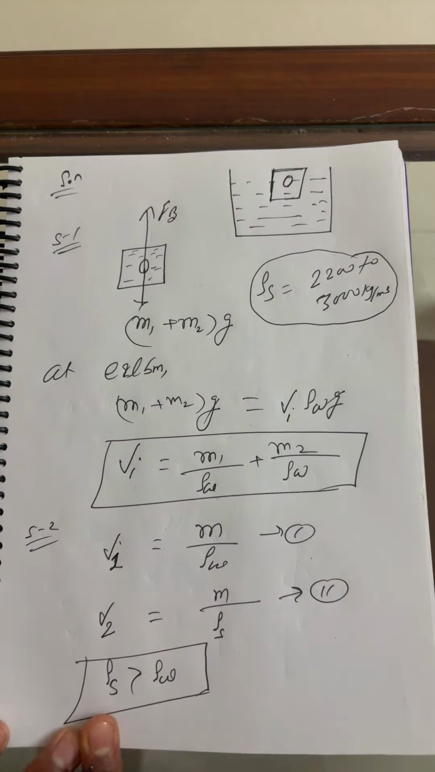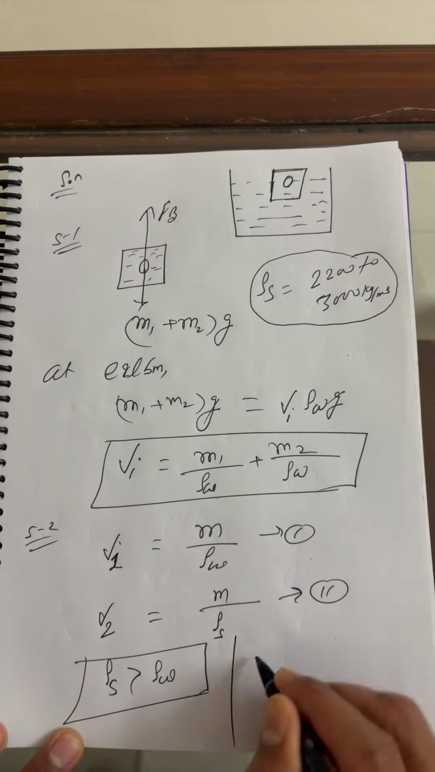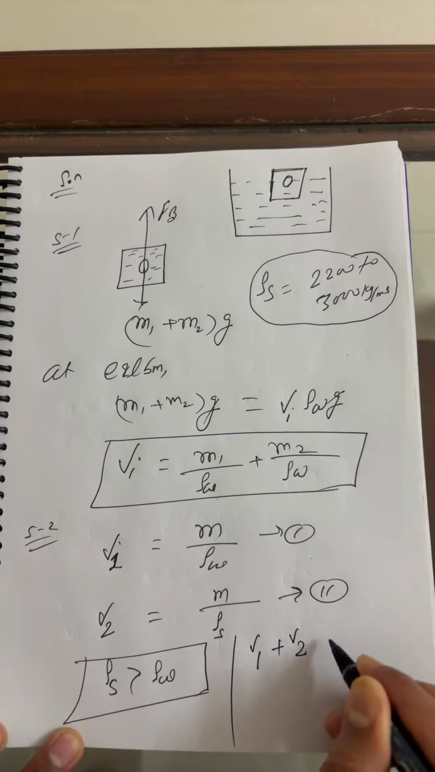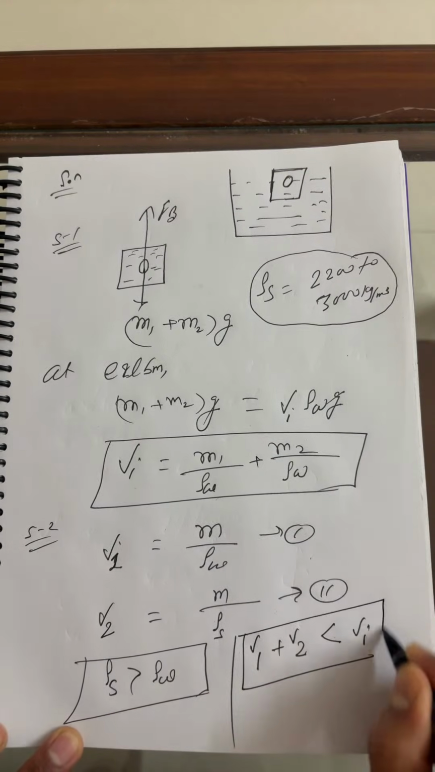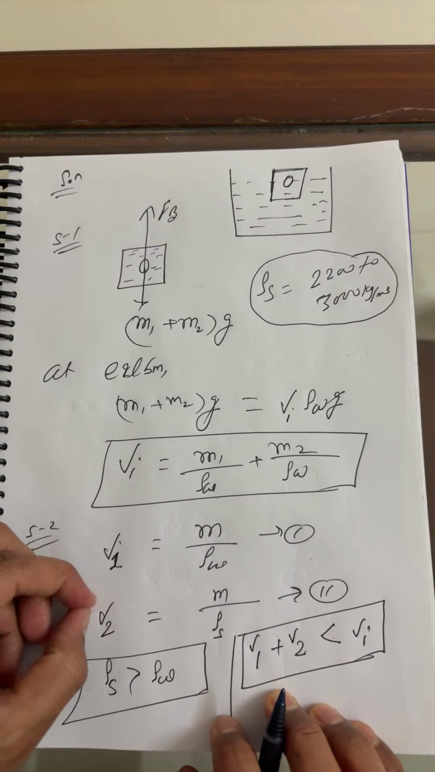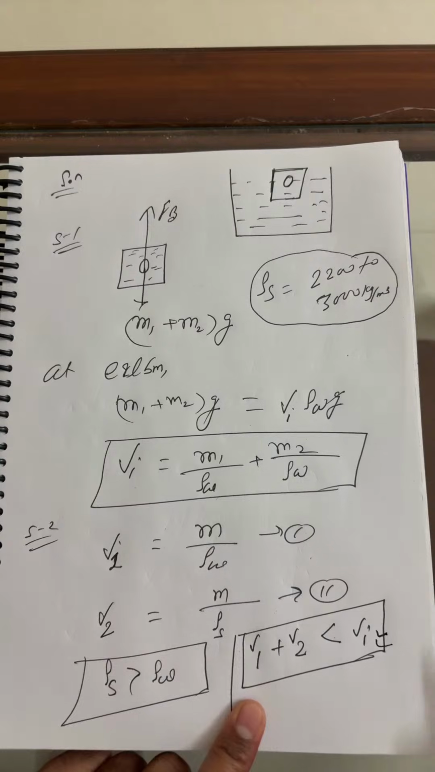So you can see, my dear, density of stone is what? Greater than density of water. Just add this to here. Then what you can say? V1 plus V2, which is definitely what? Less than volume immersed. V1 plus V2, summation of these two, what you can write? Definitely less than volume immersed.